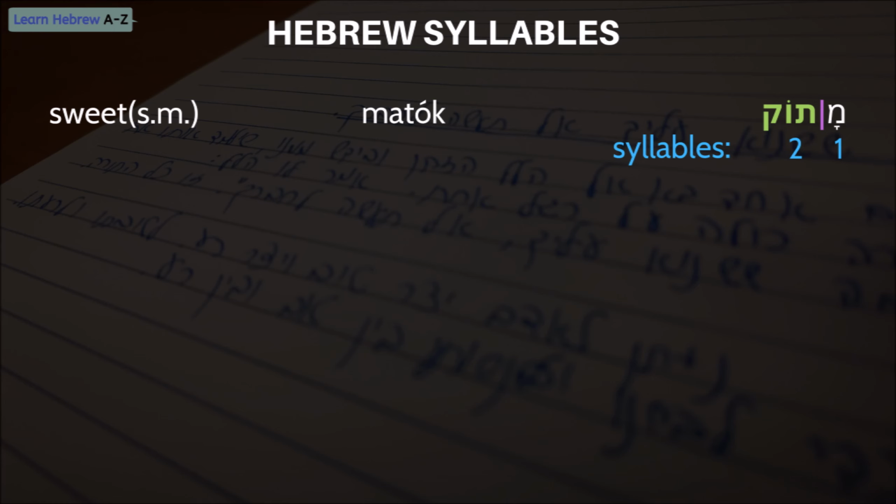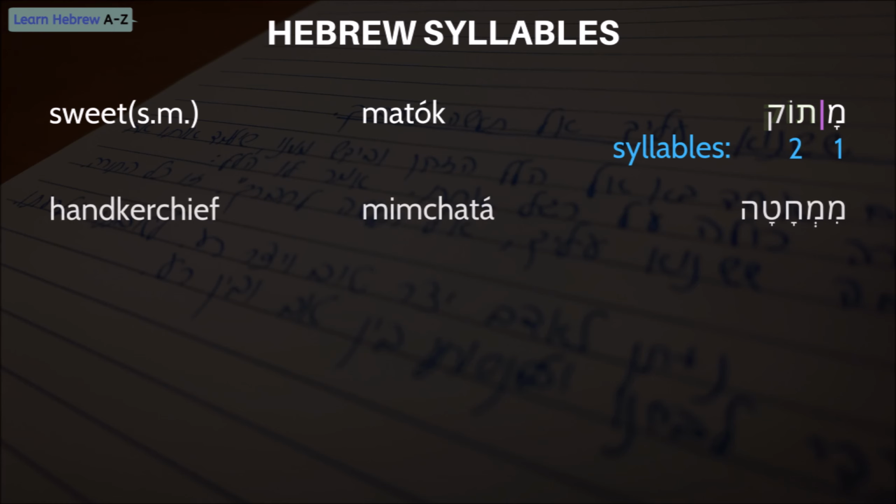Now, the word mimchata. Let's find the syllables. The first syllable is mim. The second syllable is cha, and the last syllable is ta.